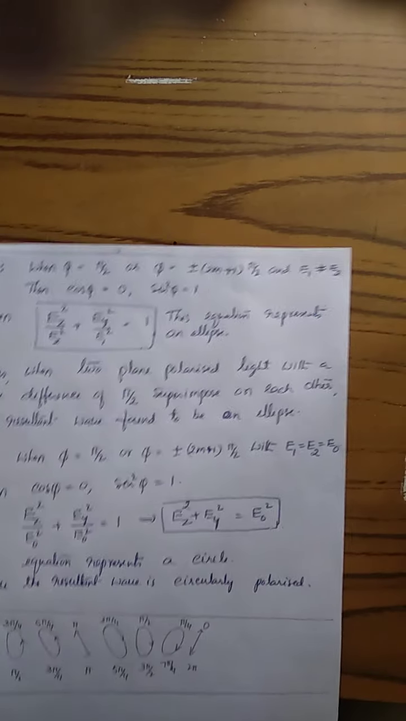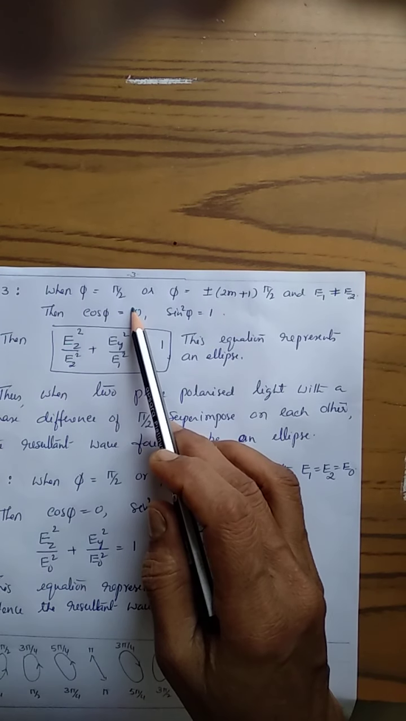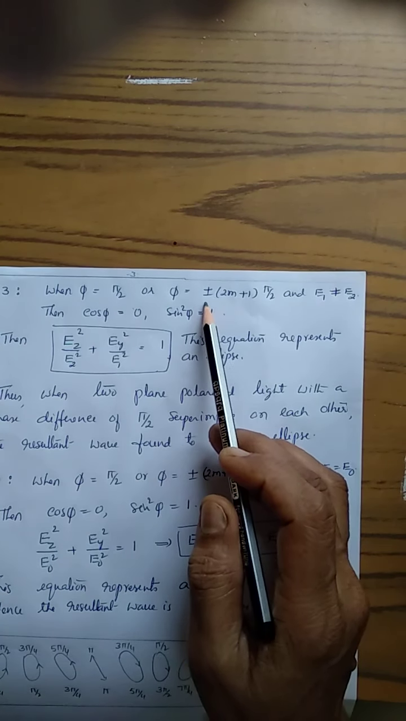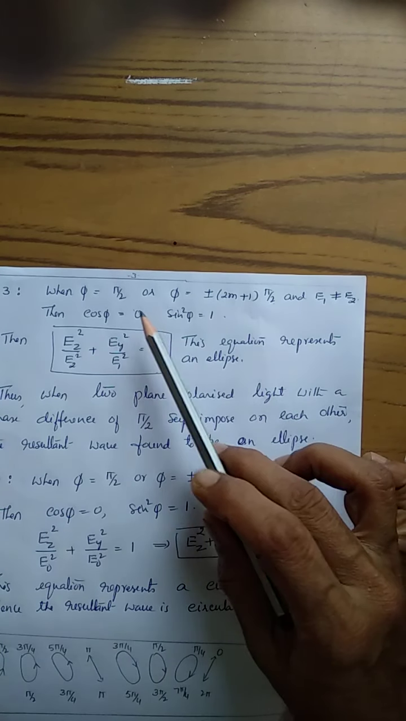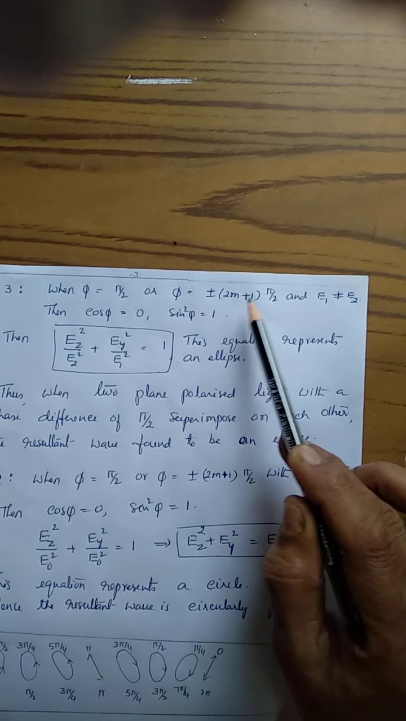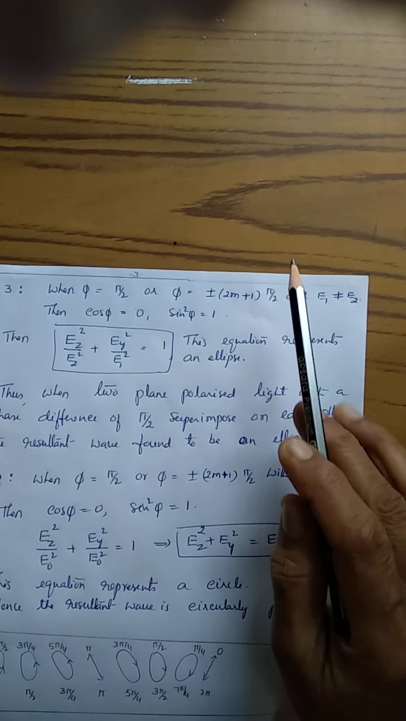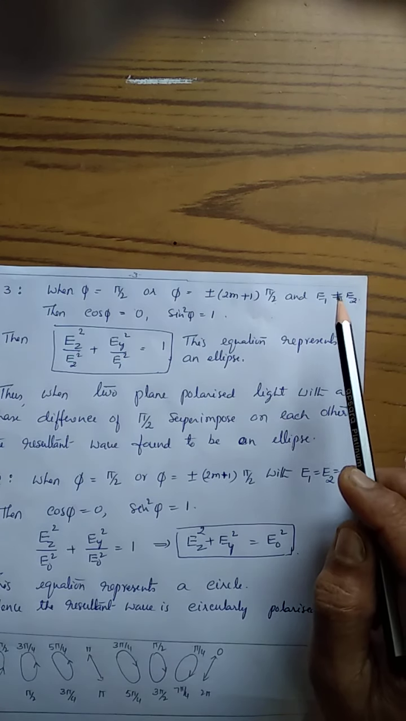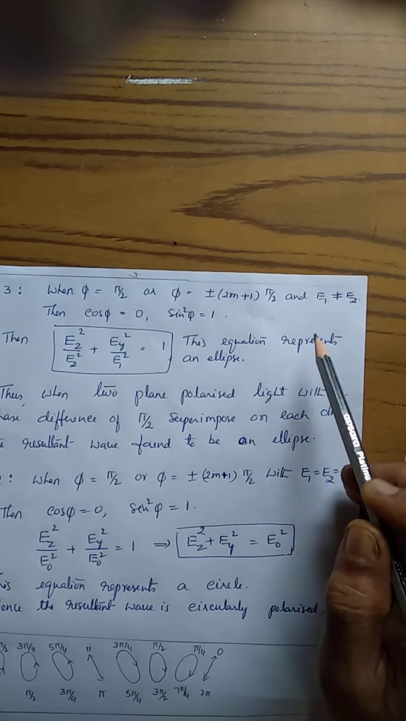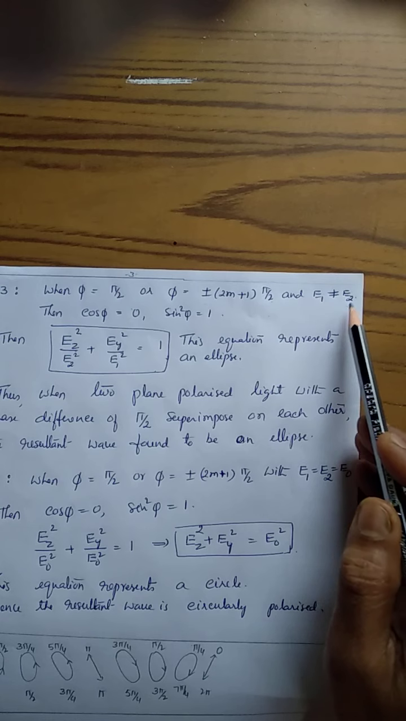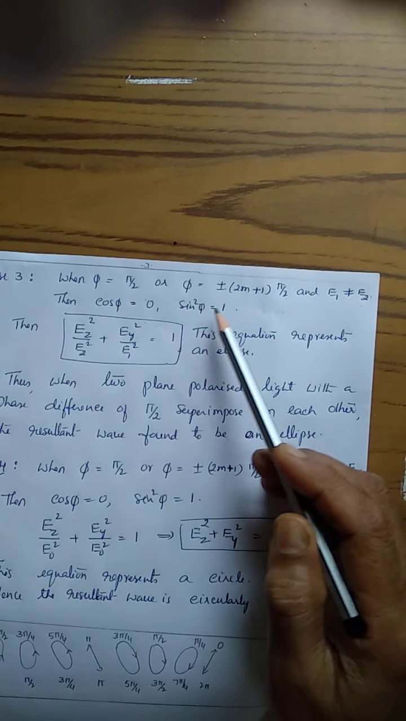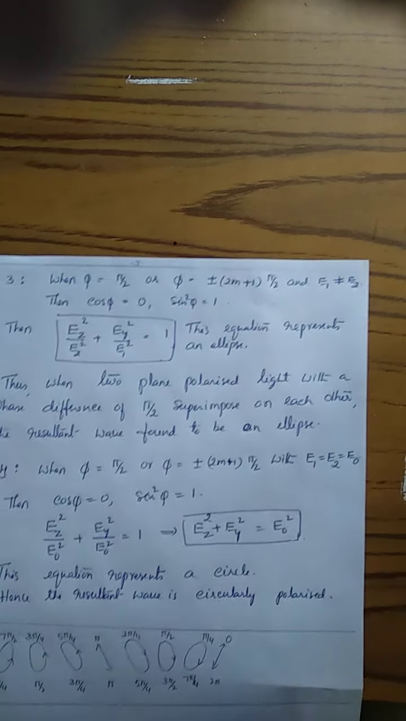Case 3 is, suppose phi equals pi by 2, or plus or minus (2m plus 1) pi by 2, that is, pi by 2 or an odd multiple of pi by 2. And let E1 not be equal to E2. Let the amplitudes of the two waves be different. In that case, cos phi is 0 and sin phi becomes 1, so sin square phi is 1. Then what does the equation become?